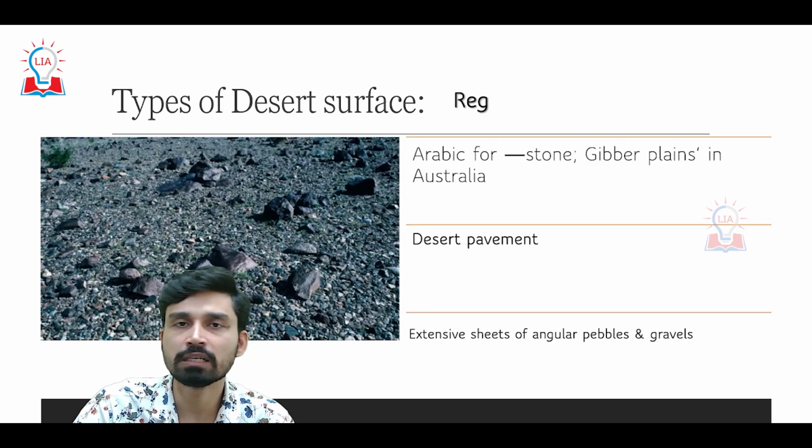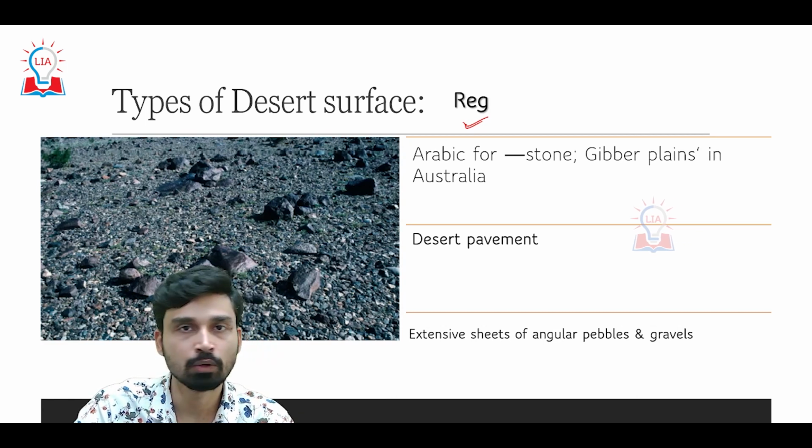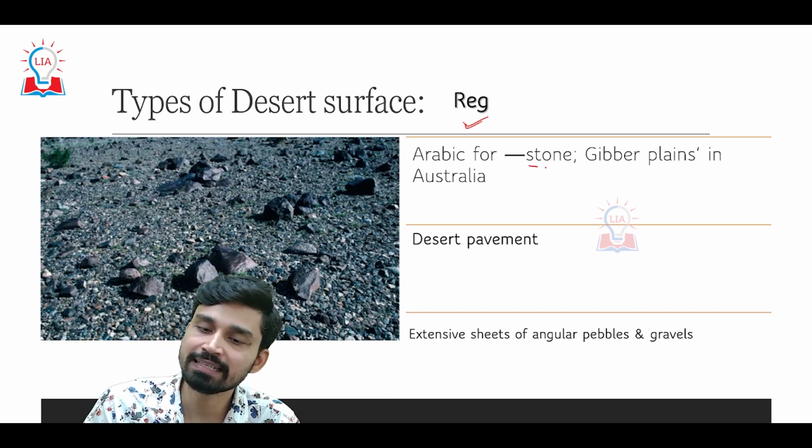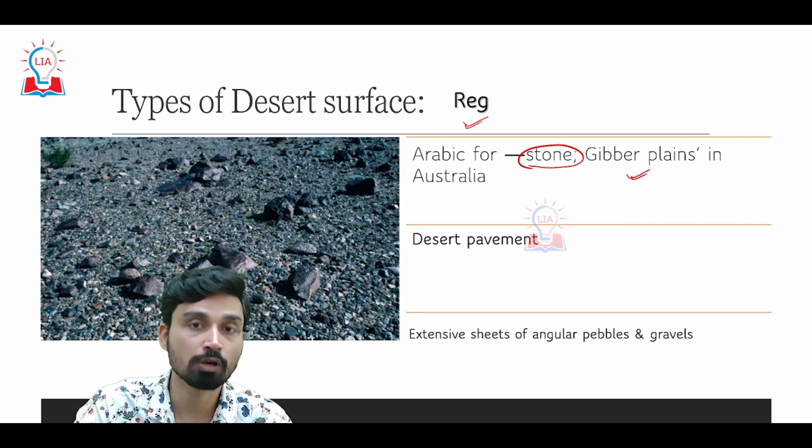The other kind of desert surface which we come across around the world is what we call Reg desert. Now Reg again is an Arabic word which basically means stone. Such deserts are also called Gibber plains in the Australian region.